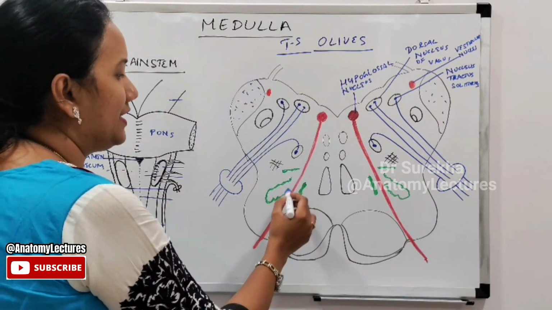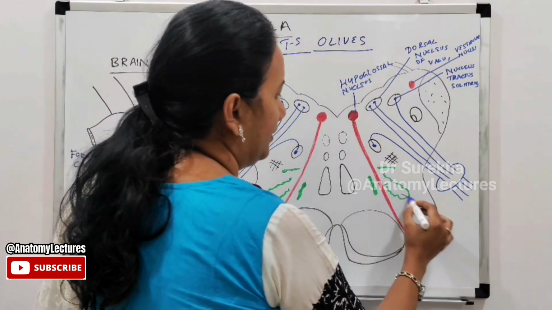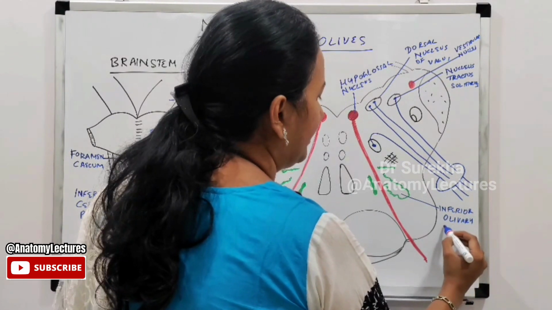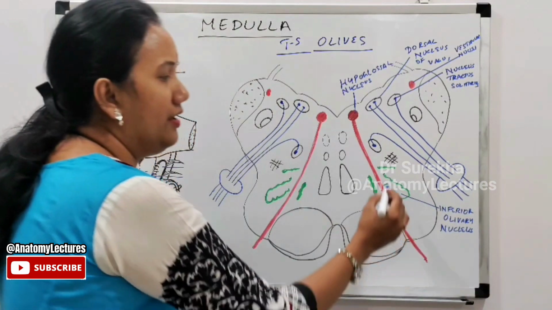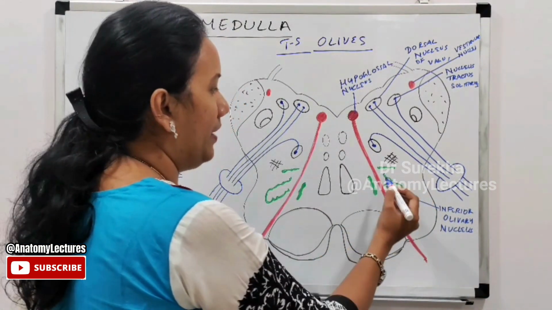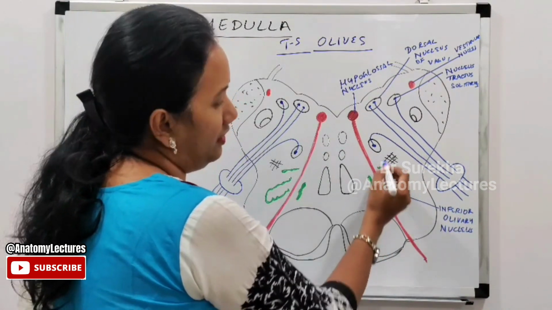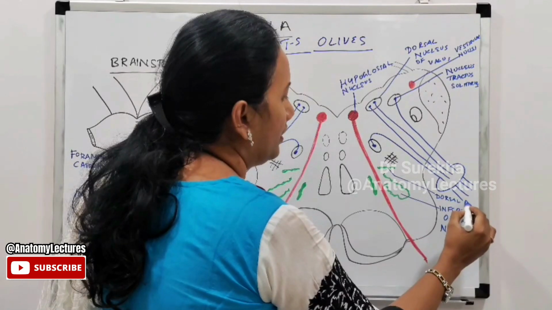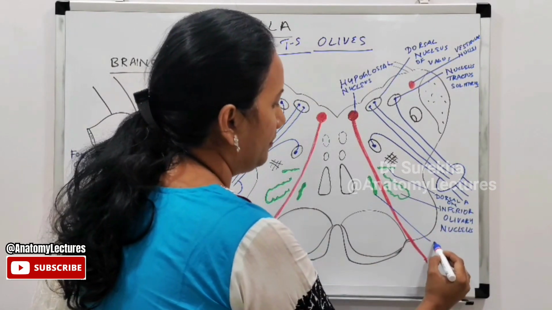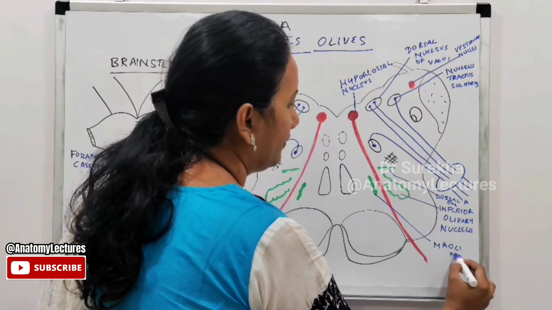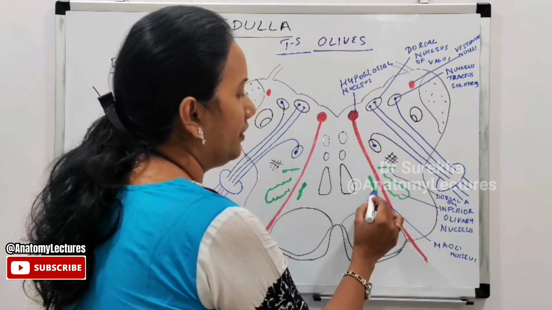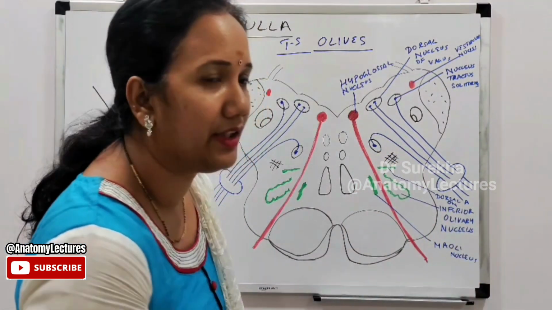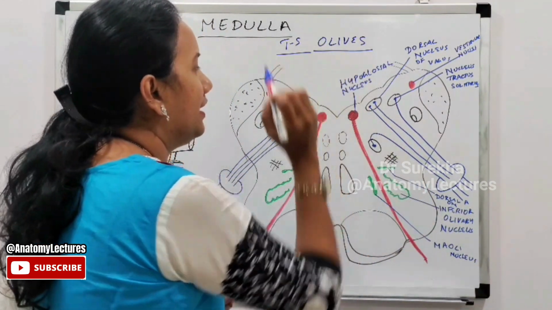The important feature which you see here is the inferior olivary nucleus. This inferior olivary nucleus gives the appearance of a crumpled bag. There are two accessory olivary nuclei accompanying this inferior olivary nucleus. This is called the dorsal accessory olivary nucleus, and this is called the medial accessory olivary nucleus, and this is the inferior olivary nucleus. So we call it the olivary nuclear complex. This is the important feature which we see at the level of the olives.